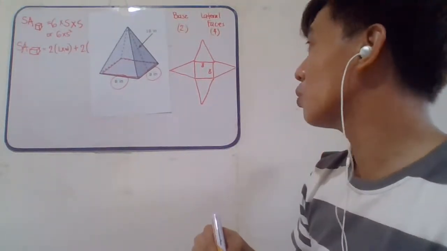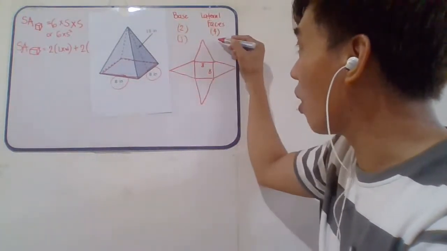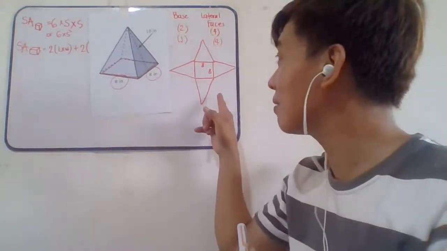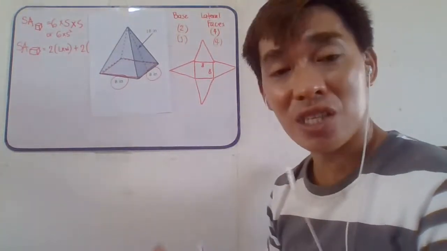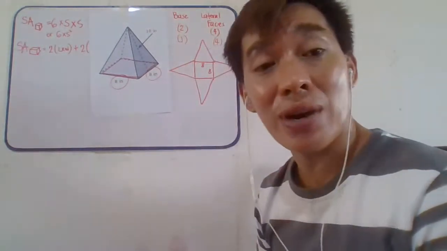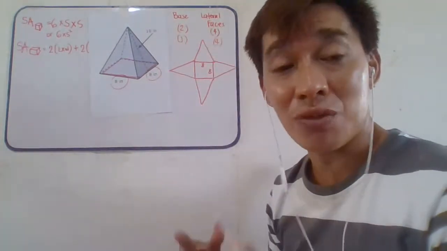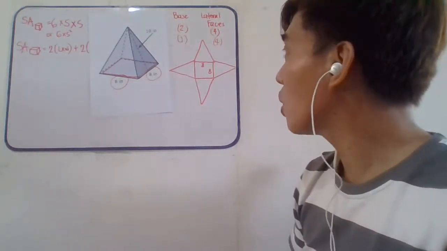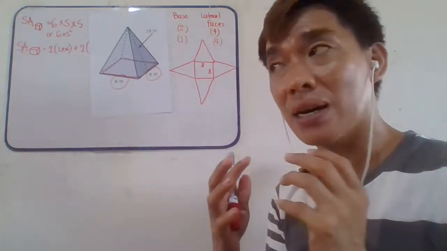Okay, so all you have to do is get the area first of the base. We have only here one base, and of course there are four lateral faces, and these lateral faces this time are triangles. The difference between the prism and the pyramid: the pyramid's lateral faces are always triangles. However, the prism's lateral faces are always rectangles or squares or parallelograms. Okay? So, the lateral faces of that pyramid, that's the big difference between the pyramid and the prism.